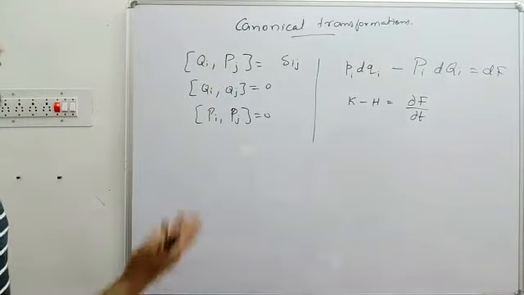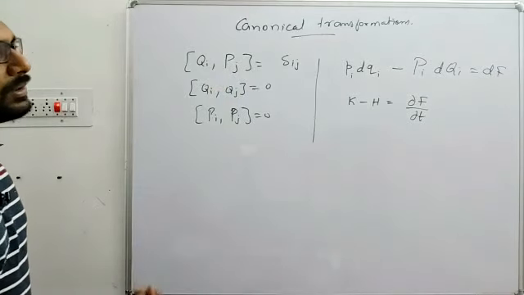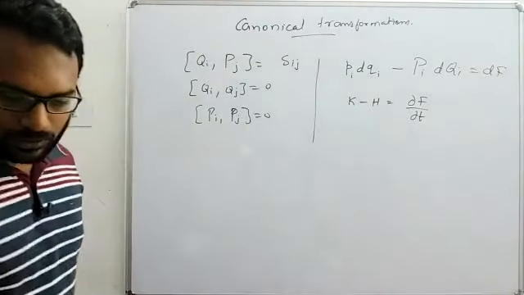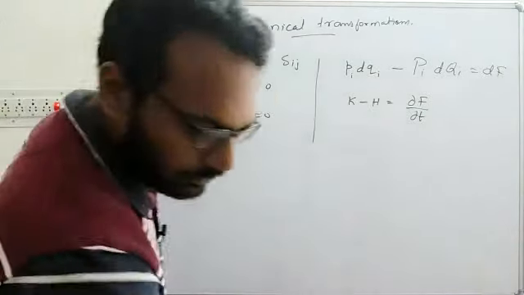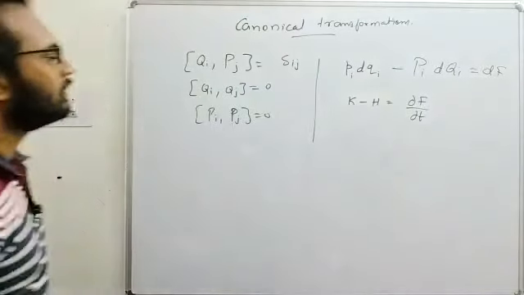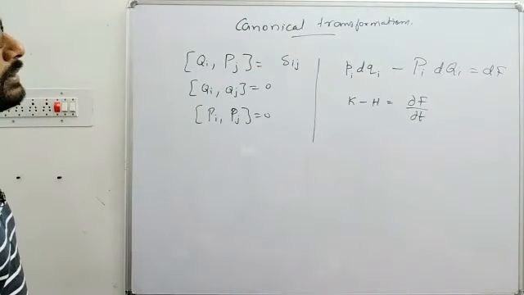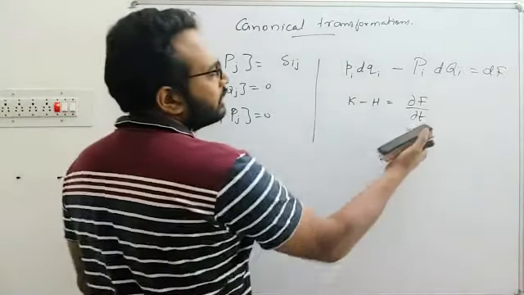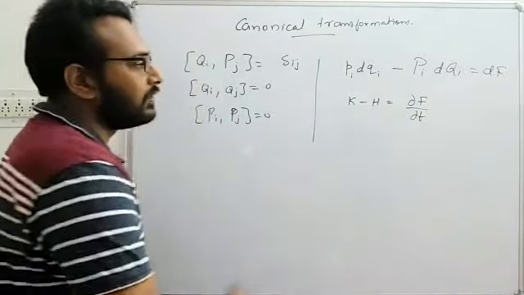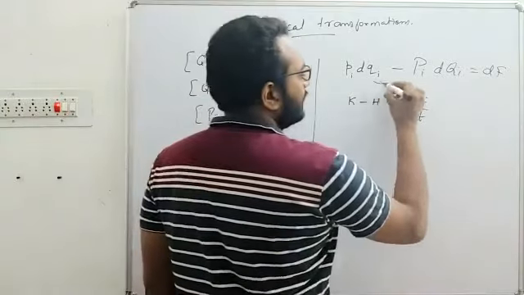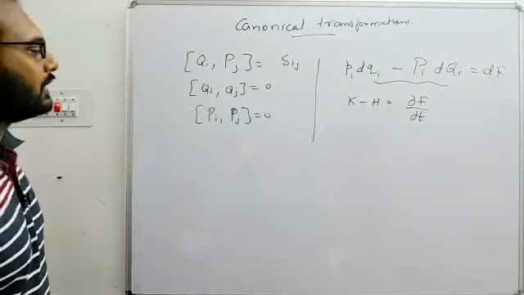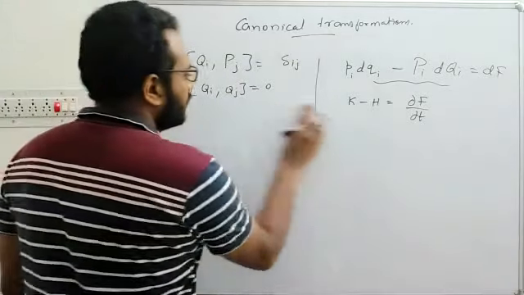Now, I think we can use these two methods in order to check whether a given transformation is canonical. That's what we'll do in today's class. We'll look at certain transformations and check if they are canonical, and in some cases we'll be asked to find the generating function. If you are asked to find the generating function, it's easier to use this method because you already get the differential of the generating function.